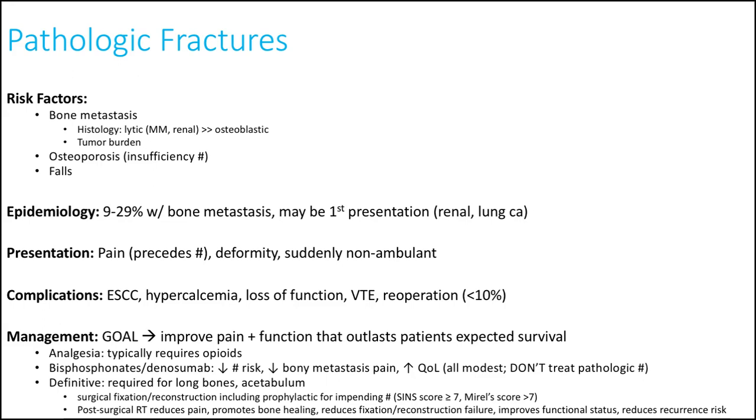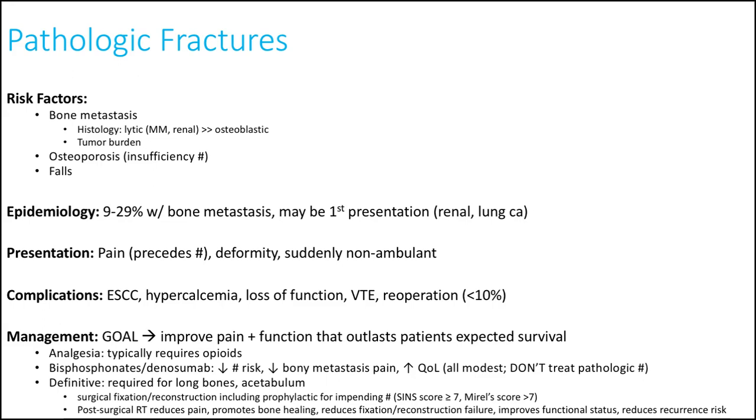So, for analgesia, typically it requires opioids. And then also bisphosphonates or denosumab, which are osteoclast inhibiting agents, will usually be indicated. These decrease future fracture risk, decrease bony metastasis pain, and increase quality of life. These are reproducible results in multiple trials, but they're all quite modest, and they don't actually treat a pathological or impending pathological fracture that's already happened or is occurring.